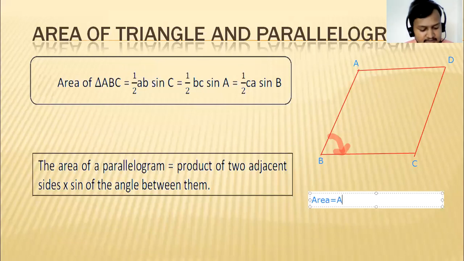Product of two adjacent sides भनेको के भयो? AB into BC. Did you got it? AB into BC. Again into sine of angle between them, that is angle B, sine of angle B.